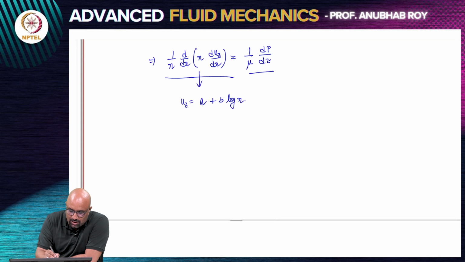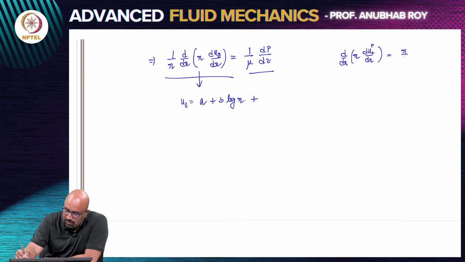If you substitute Uz equals A, this vanishes. If you substitute Uz equals log R, duz dr is equal to 1 over R. So this becomes R times 1 over R, and that is also a homogeneous solution. So these are the homogeneous solutions. Now, I need the particular solution. For the particular solution, I will solve d dr of R duz dr, which is equal to R by mu dP dz.